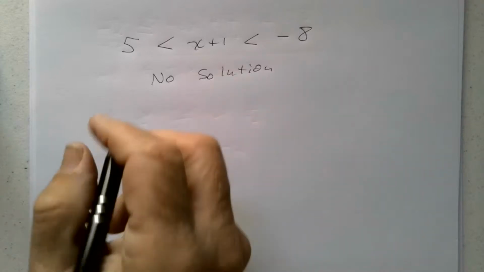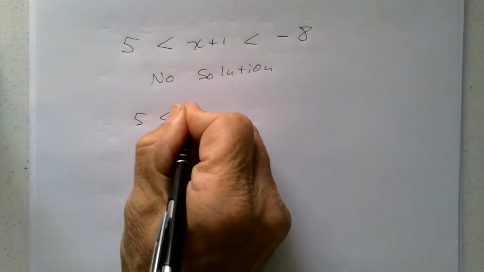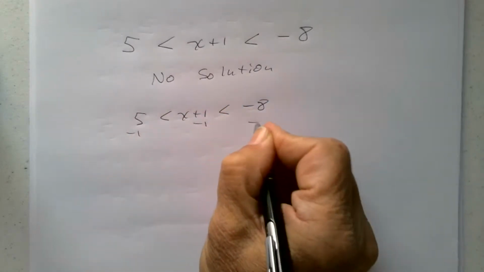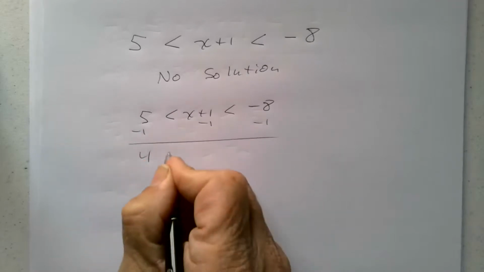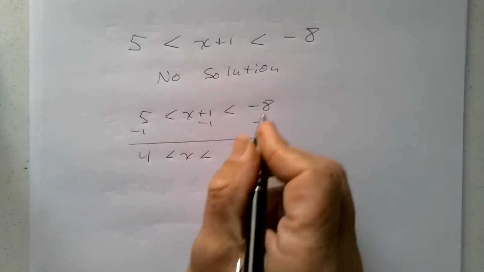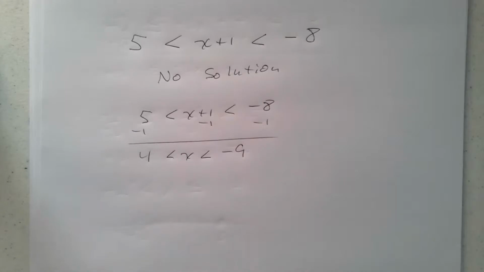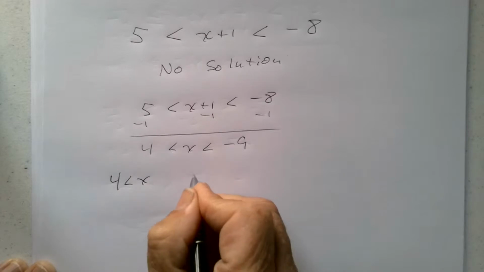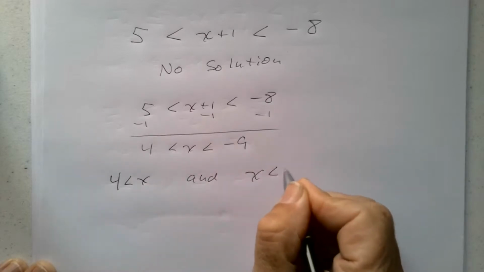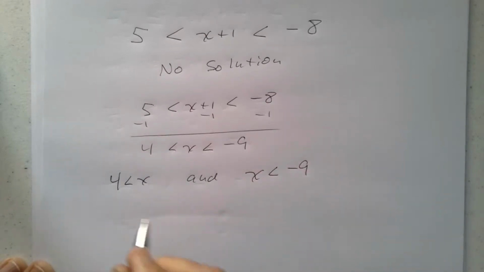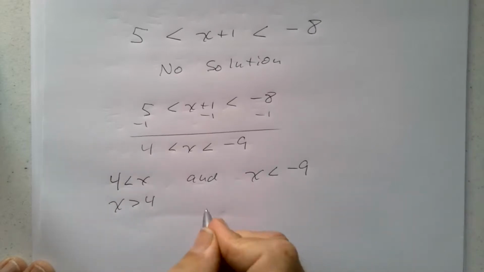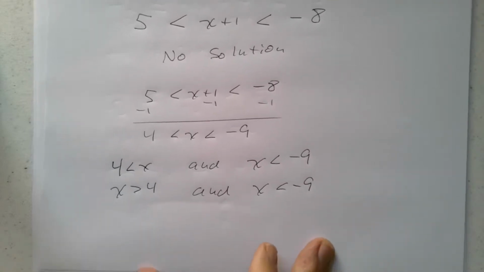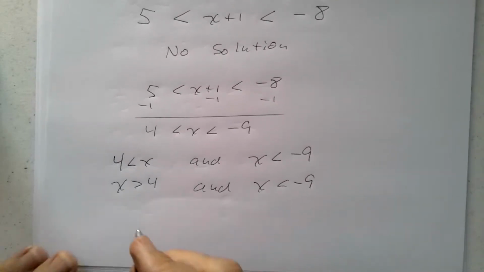But if you tried the textbook method, what are you going to get? You're going to subtract 1, you're going to subtract 1, you're going to subtract 1. You're going to say 4 is less than x is less than -9. And what does this mean? This means 4 is less than x and x is less than -9. If 4 is less than x, that means x is greater than 4 and x is less than -9. They both have to be true simultaneously at the same time.